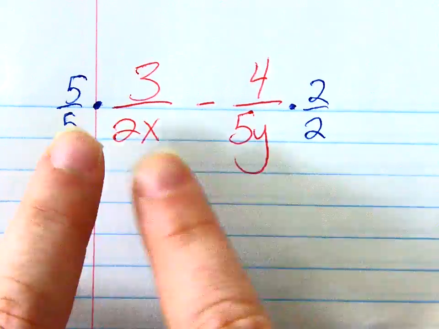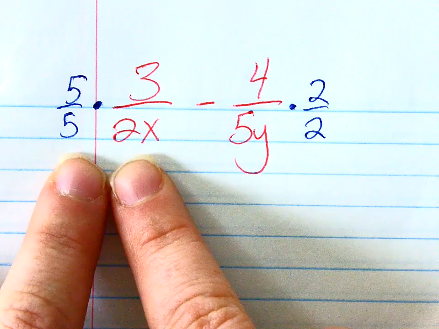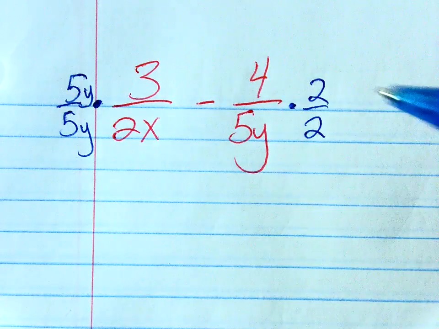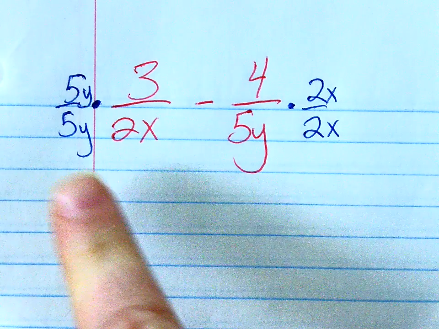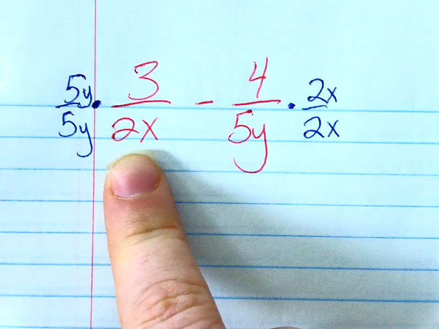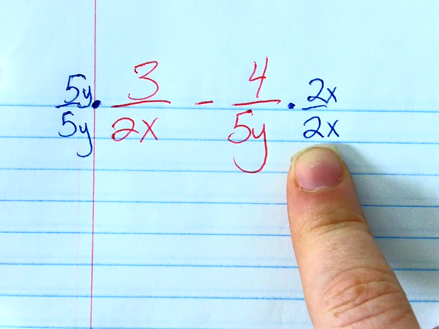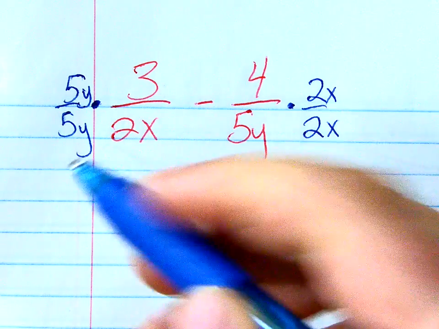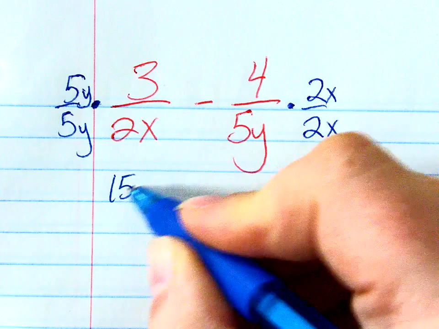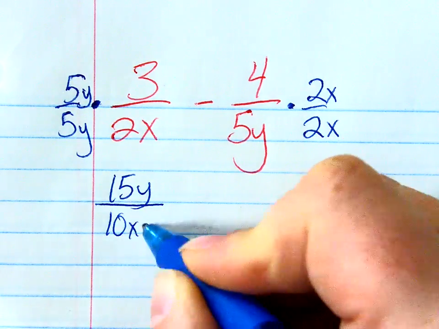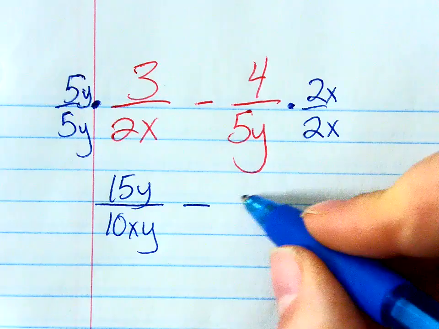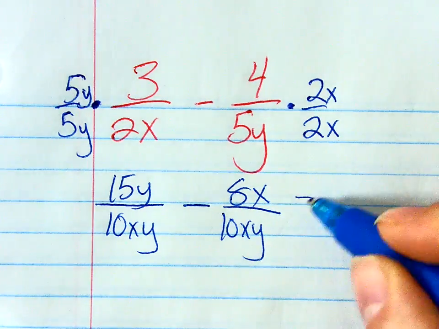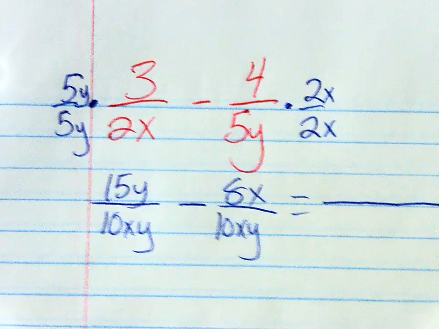What I need, this guy needs a y and this guy needs an x in order for them to match. So I'm going to multiply this side by 5y over 5y and this side by 2x over 2x. Now look at how my denominators will match. I'll have 10xy and I'll have 10xy. So now they're at least the same. So this first numerator is now actually what? 15y over 10xy. Minus, what do I have here? 8x over 10xy.